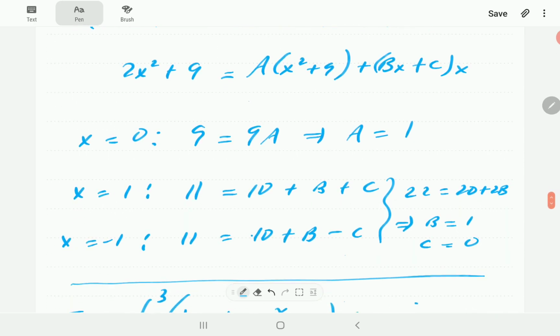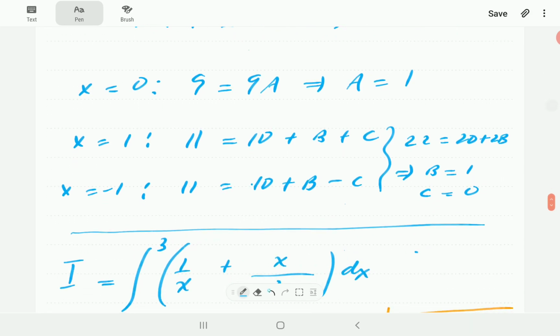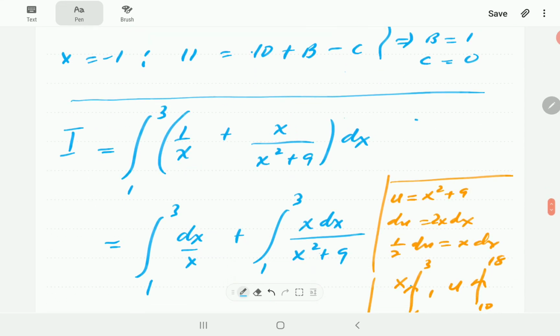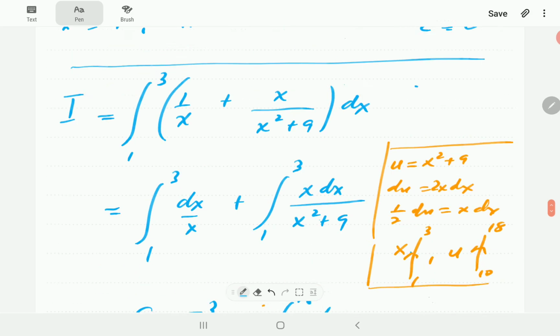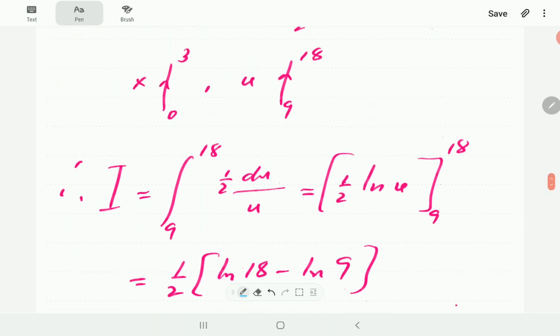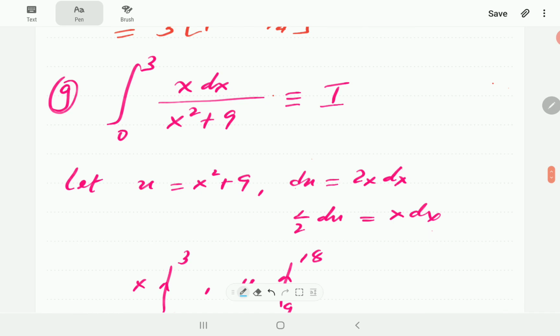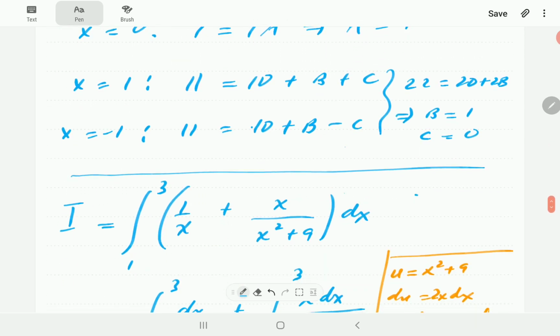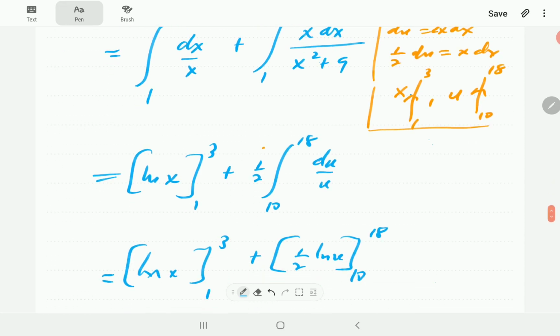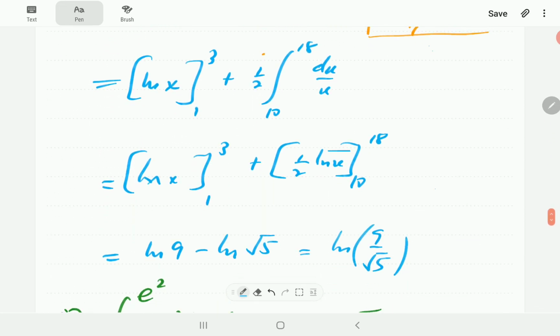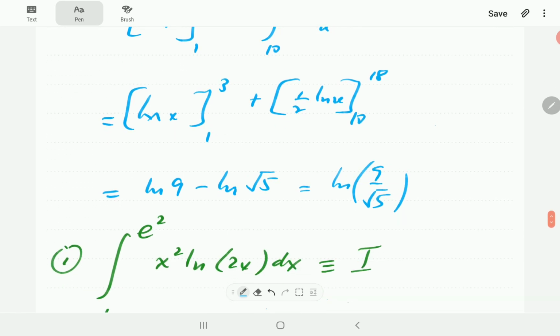And then if we solve for a, b, and c, we find that a is 1, b is 1, and c is 0. So the integral is going to look like this. This one we can integrate straight away. This we've actually already integrated here. That was exactly the same, so it's going to be exactly the same procedure. The only difference is the limits now, because it was 0 to 3, so now 1 to 3, so the lower limit is going to be 1. Then if we do this and plug in the numbers, we get ln of 9 divided by square root 5.